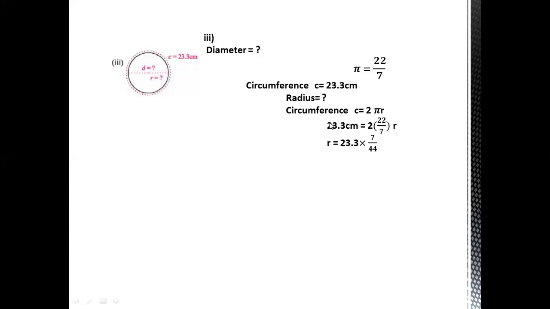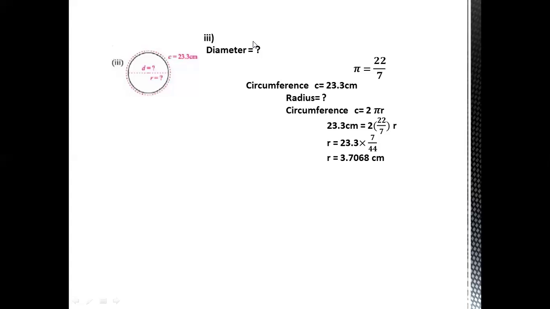When shifted to the other side, it will be multiplied with 23.3. 2 into 22 is 44. 44 is multiplied with the radius. When shifted to the other side, divide. So 7 multiplied with 23.3 and then divided by 44. So we get the radius 3.7068 centimeter.